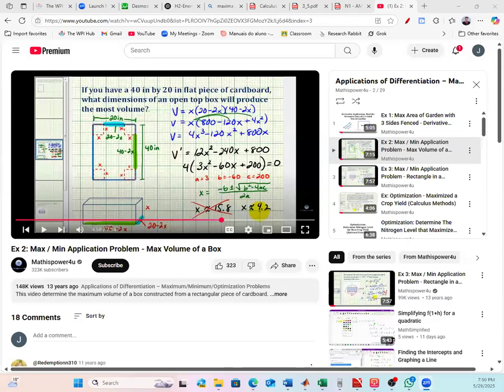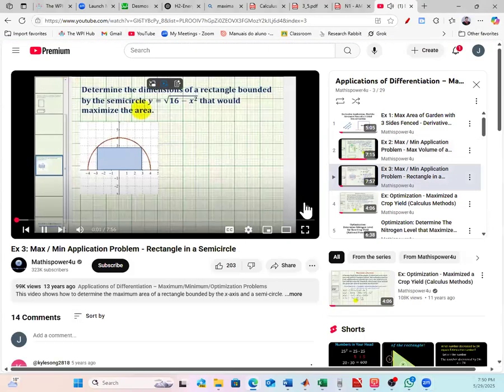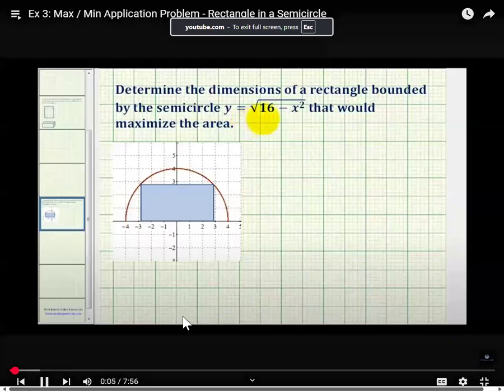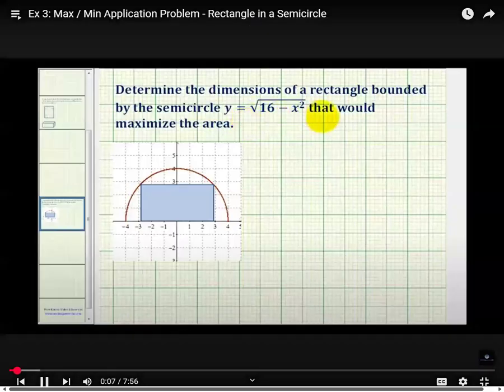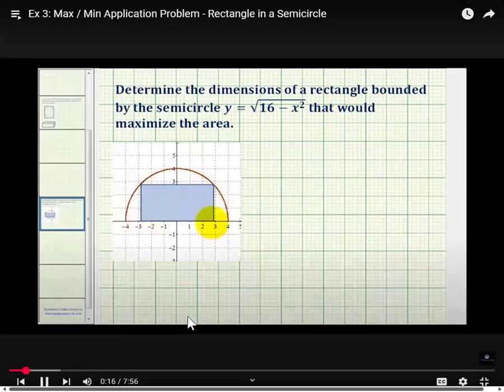Okay, so let's work on another problem. We want to determine the dimensions of a rectangle bounded by the semicircle y equals the square root of 16 minus x squared that would maximize the area. So here's an example of what the rectangle might look like. Let's see if we can determine the dimensions of this rectangle.